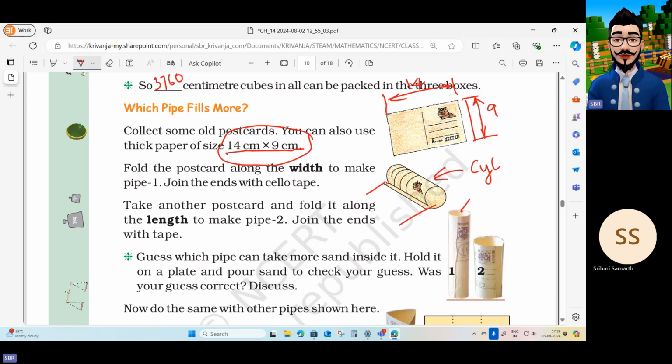Okay, let's see. You're absolutely correct, because there are two different answers that I can give you. Let's debate this. Fold the postcard along the width. Let's say this is the width. If I fold it along like this, the length of the cylinder would be this much, 14. But look at this figure. There are lines, which look parallel to this edge. So they have folded like this. In which case it will be 9 centimeters only. This length will be 9 centimeters.